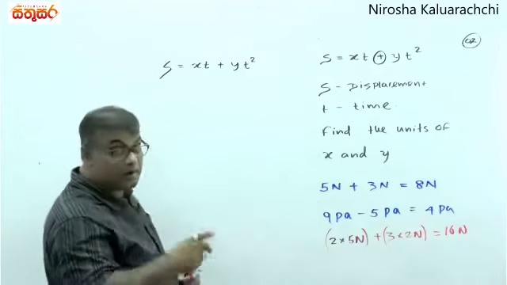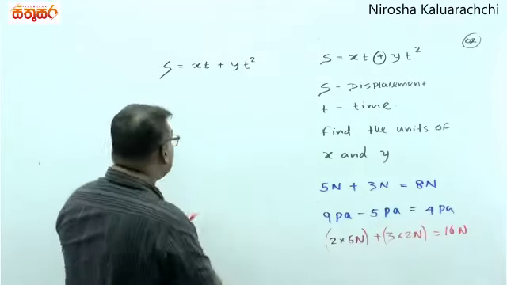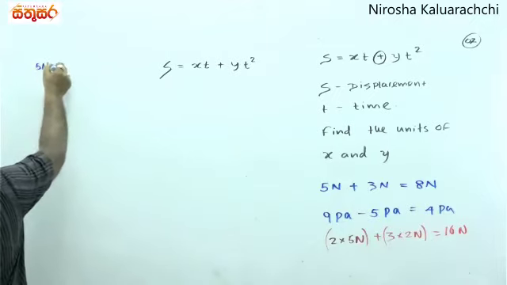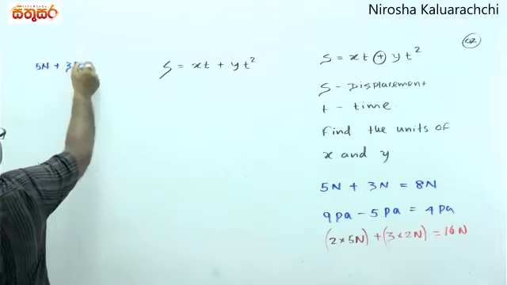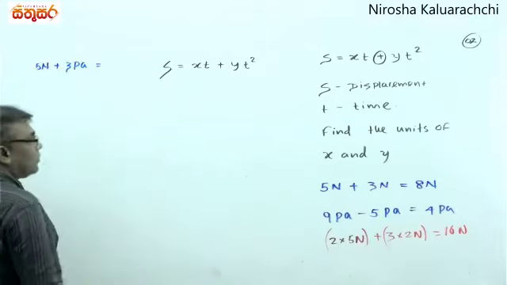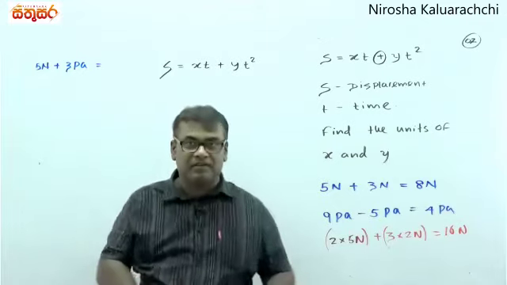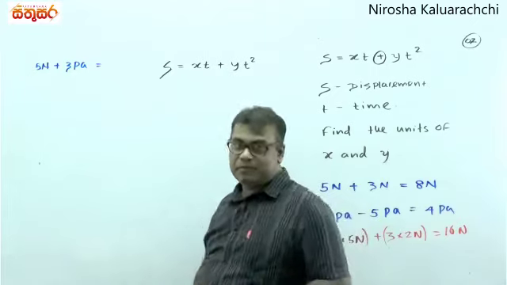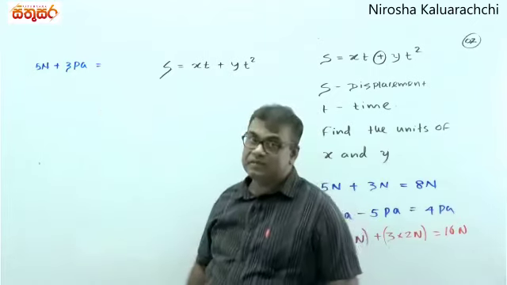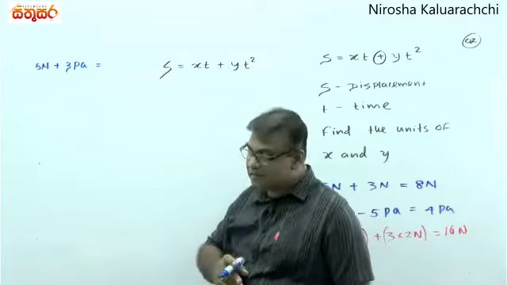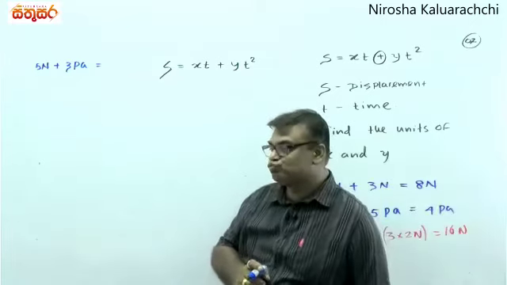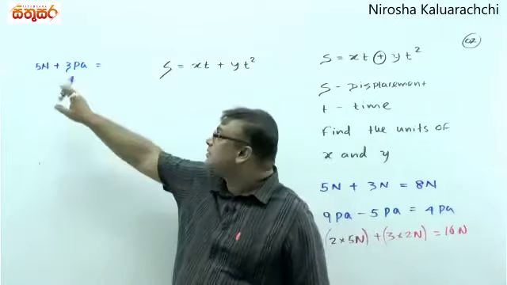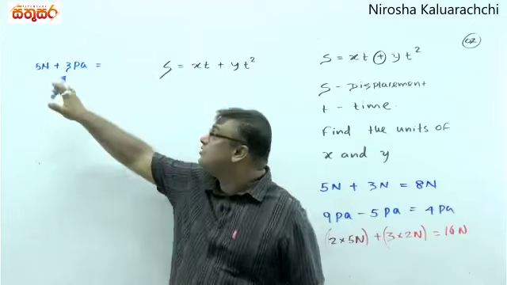Let's see another one. You are asked to add 5 Newton and 3 Pascal. If so, what is your final answer? You have to think, imagine, right? What is the final answer for the addition of 5 Newton and 3 Pascal? We can't add these two quantities.